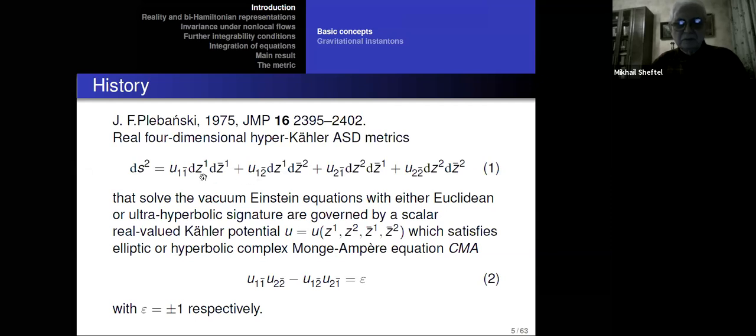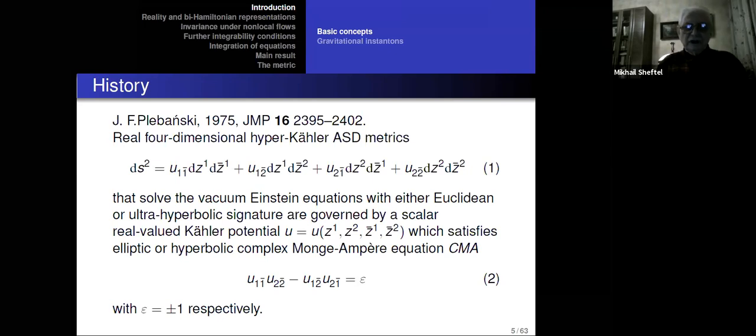The metric coefficients are just mixed derivatives of the single Kahler potential U, which depends on two complex variables and their conjugates. And the complex Monge-Ampere equation has its right-hand side either +1 for the Euclidean signature or -1 for the neutral signature. The result is that any solution of the complex Monge-Ampere equation for U yields the metric defined in formula 1, which automatically satisfies all Einstein equations, which means that this metric is Ricci-flat.